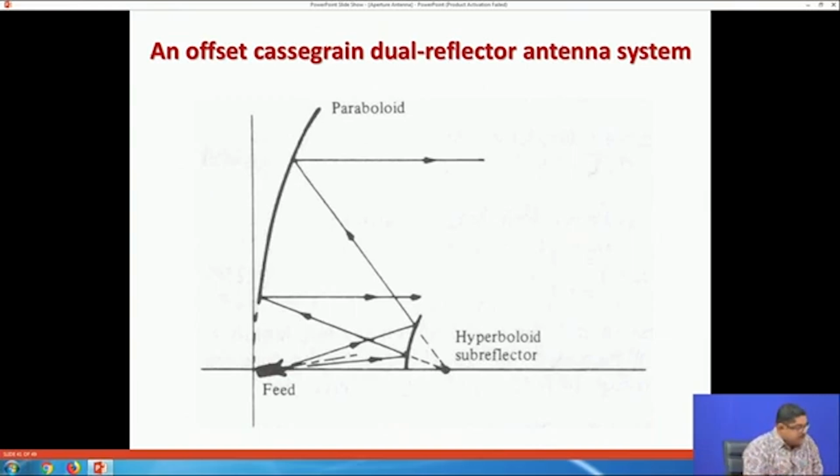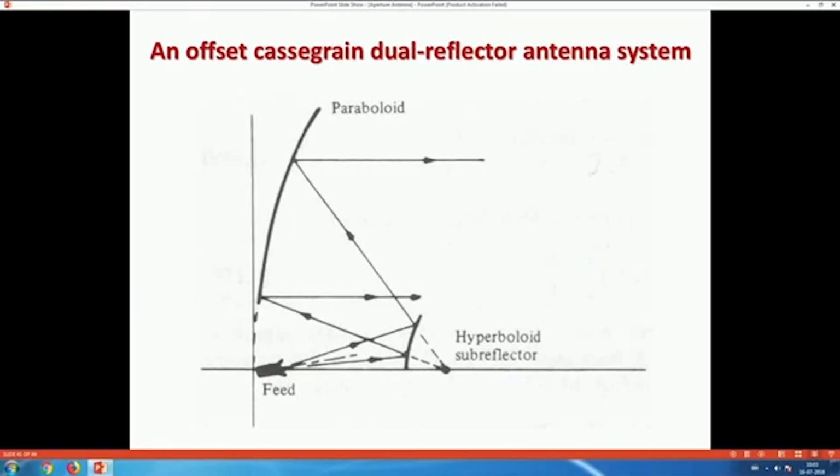Here the feed can be placed behind the reflector also. If you properly shape it, this feed can even be put behind the paraboloid reflector. By shaping the sub reflector, the aperture amplitude distribution can be controlled independently, and by shaping this paraboloid reflector, the aperture phase distribution can be controlled independently. This is the main thing.